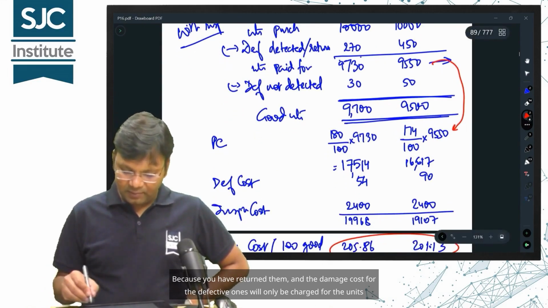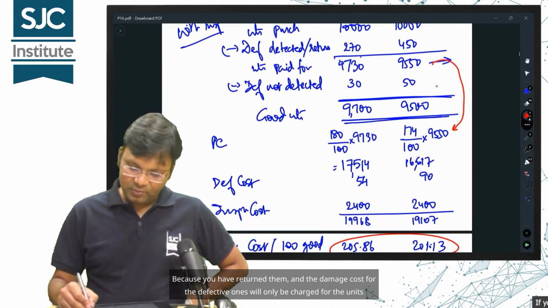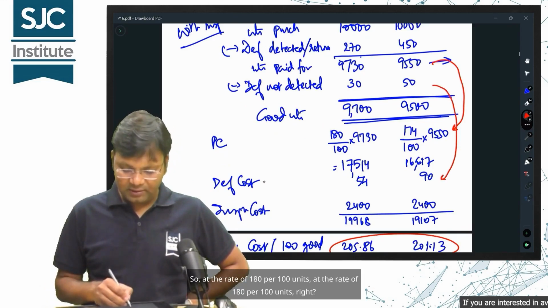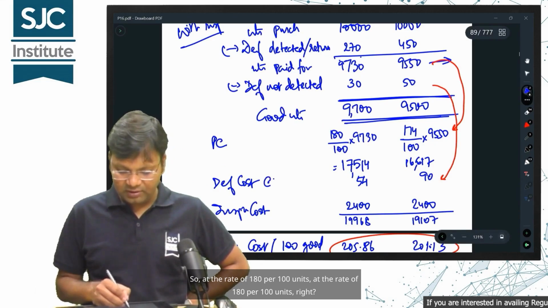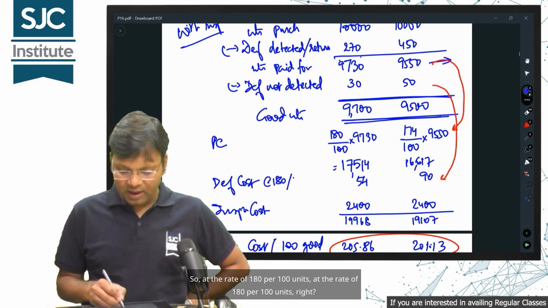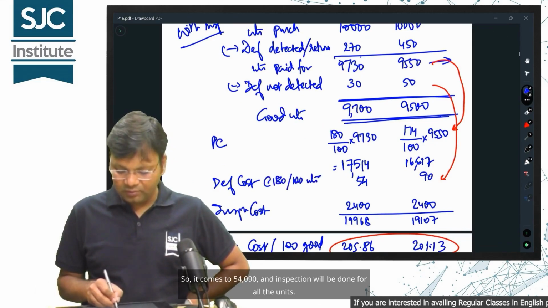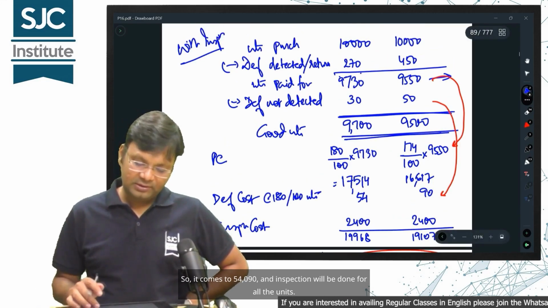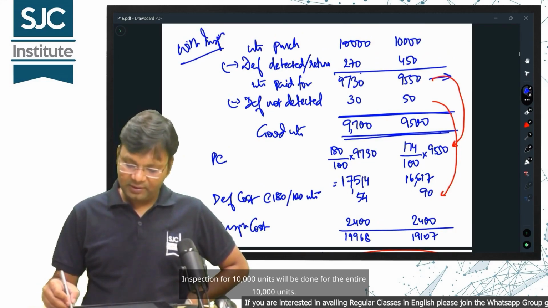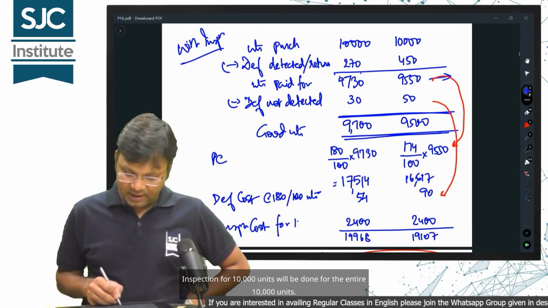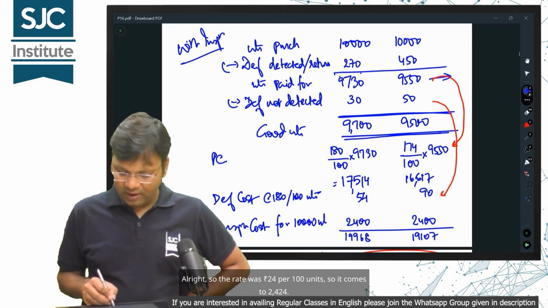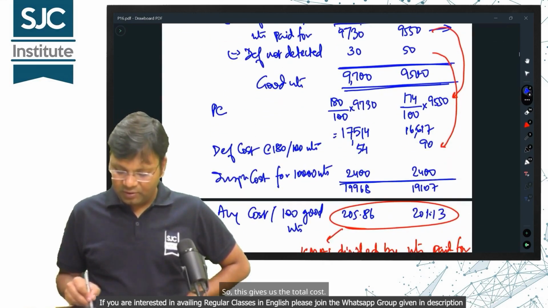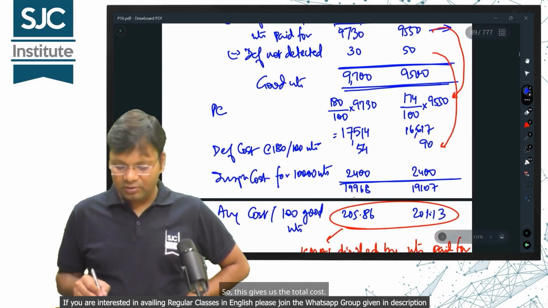Because you have returned them, the damage cost for the defective ones will only be charged for the units that were not detected. So, at the rate of 180 per 100 units, it comes to 54,090. Inspection will be done for all the units, the entire 10,000 units. The rate was 24 rupees per 100 units, so it comes to 2,424. So, this gives us the total cost.